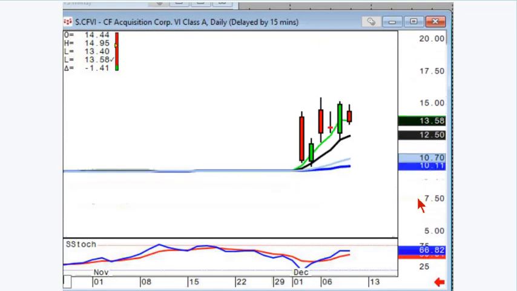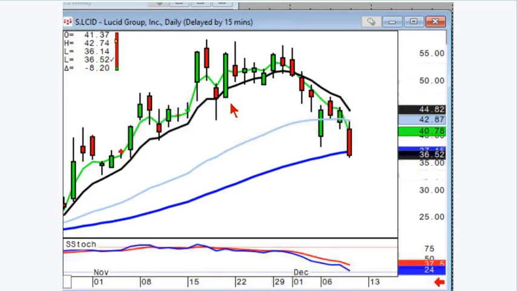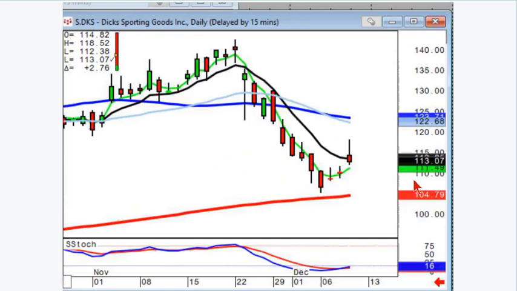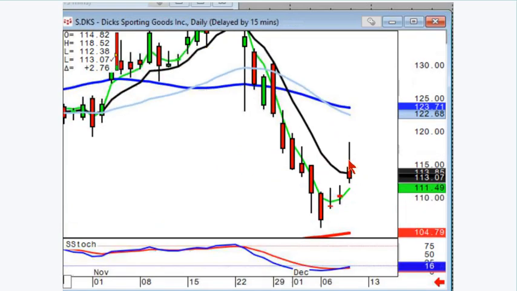CFVI, JC, as long as you're above the T-line, you're still in a 45 degree. That's about all you can really analyze on that chart. Lucid, stay short. Dix, close back below the T-line. If I'd bought this one today and it came back down here, I would have closed it out.